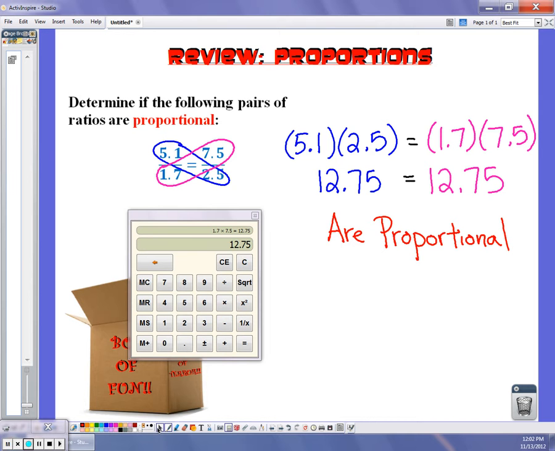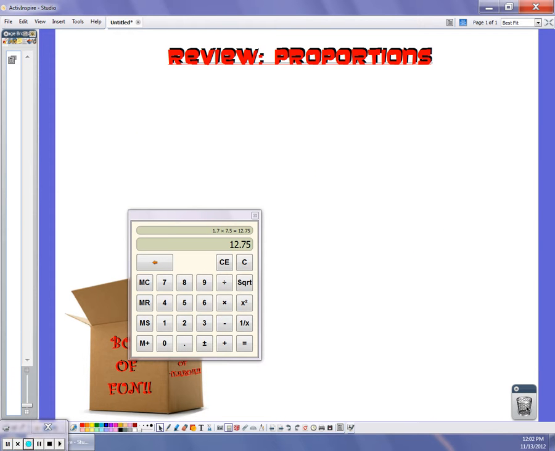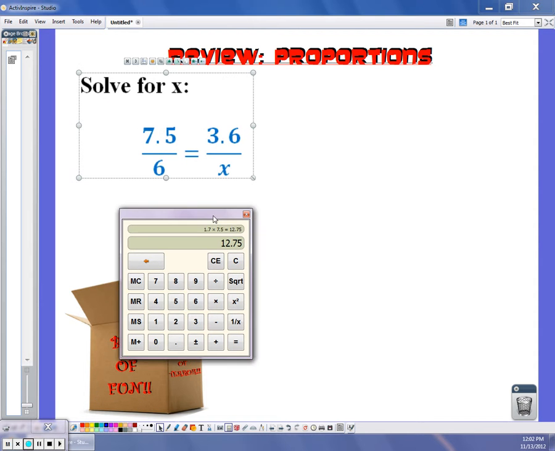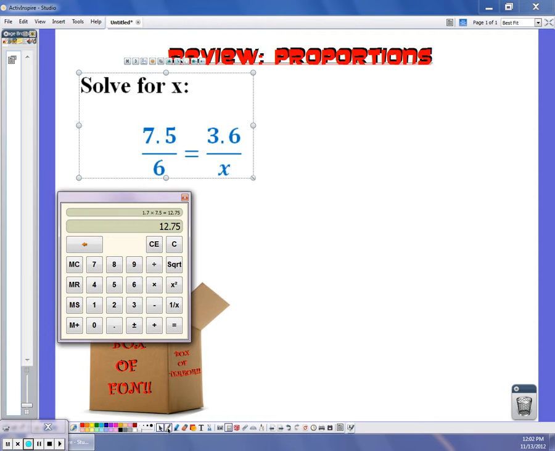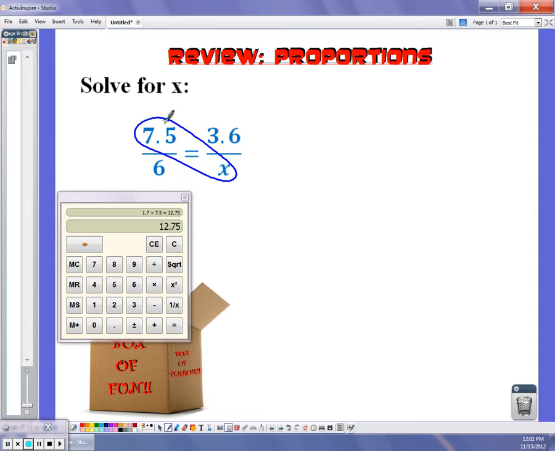Now if we're solving for a missing term, let's put this in our trash bin. If we're solving for a missing term, like something like this, we can continue to do our cross multiplication. So if we do our cross multiplication, we could still do 7.5 times x, and that'll just be written as 7.5x.